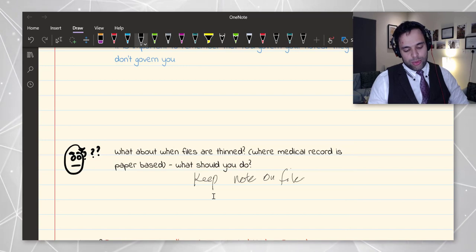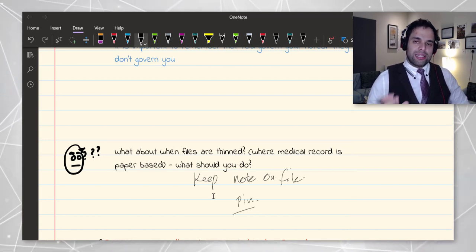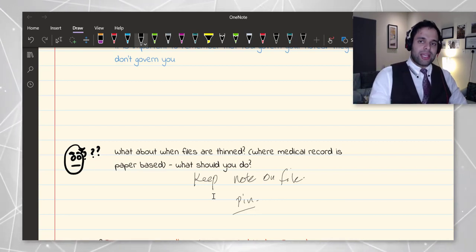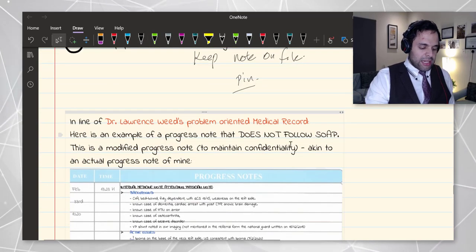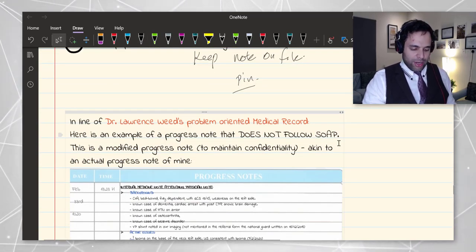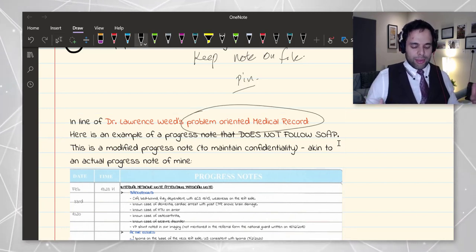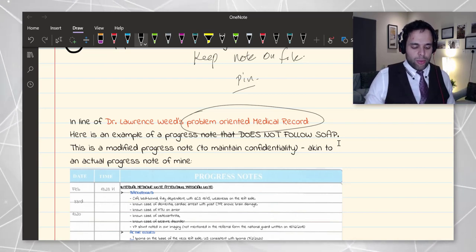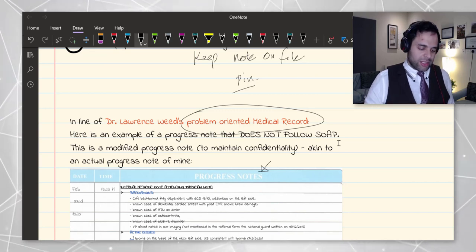On file, some systems will allow you to pin a note at the top so that it's not lost, or at least copy paste important background information so you can have a background section like I always do before the word subjective. In line of Dr. Lawrence Weed's problem-oriented medical record, and I really like how he made this name, but because now we have a complete medical record, a whole file that has multiple sections, we like to keep the name progress note for the note, or physician note, or clinical note, etc.